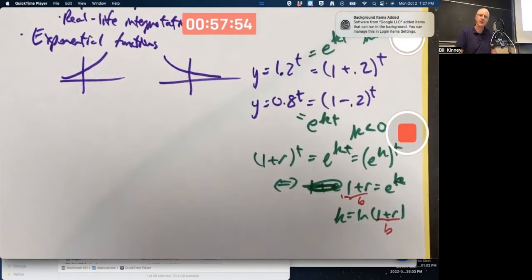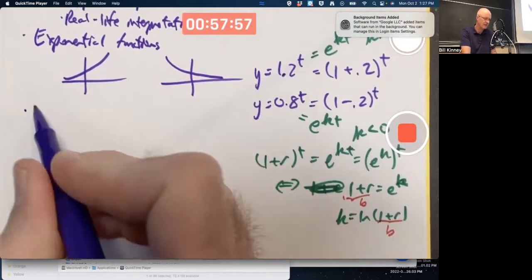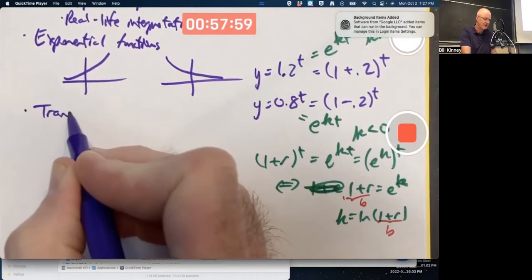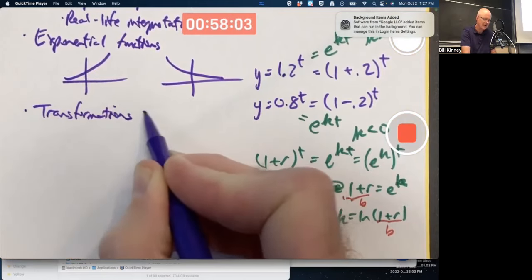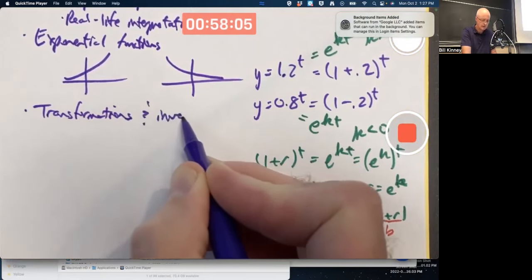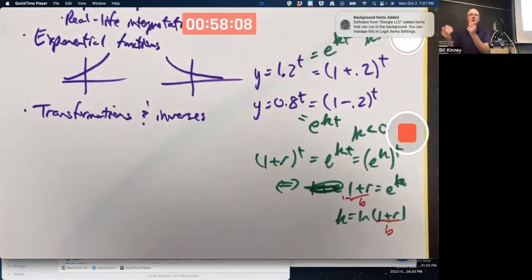In section 1.3, we moved on to transformations of functions and inverses. Transformations include your horizontal translations, your vertical translations. Those are the easiest kinds. But also vertical stretches or compressions, or horizontal stretches and compressions. Those get a little trickier, especially the horizontal ones.